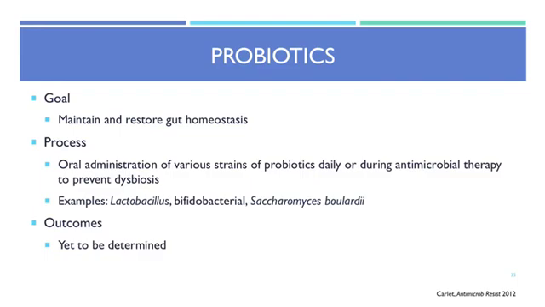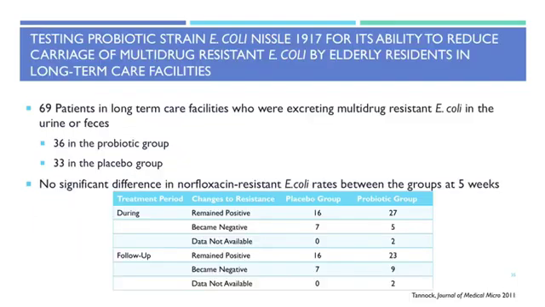I looked at a couple of other studies in preparing for this as well, so we can talk about some of that. But this one actually looked at a very specific strain of an E. coli probiotic. It looked at 69 patients in a long-term care facility that had multi-drug resistant E. coli in their urine or feces, which is how it was identified, and the probiotic strain they used was called Nissle 1917. It was interesting because this was one of the few studies that I found that really picked one probiotic to look at.